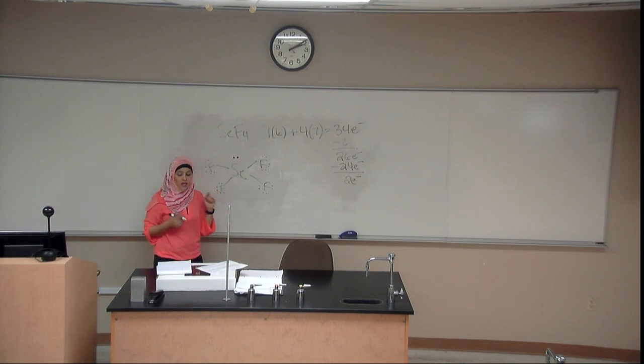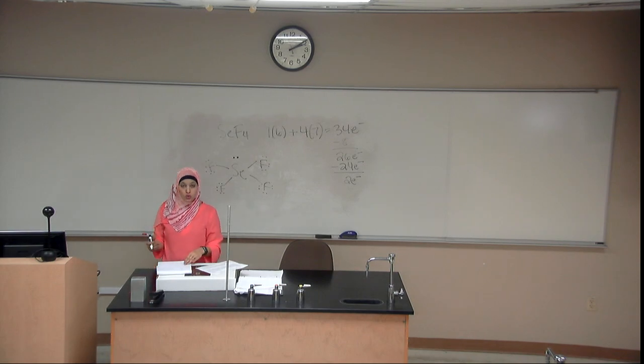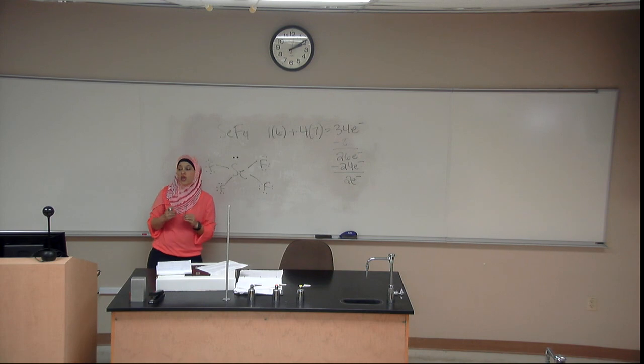All right, that sums it up for how to do Lewis dot structures, taking into account exceptions to the octet rule.